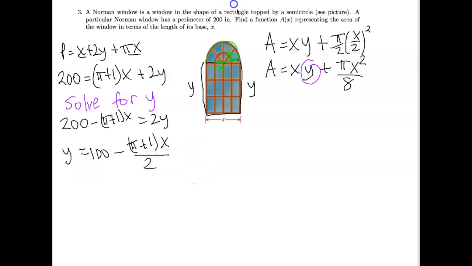Now I'm going to plug this expression into the y here. So we'll have area equals x times 100 minus pi plus 1 x over 2, right? I just plugged in all of this into the y there, and then plus pi x squared over 8.